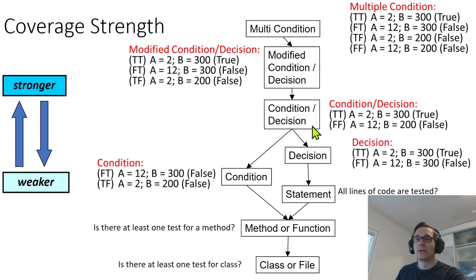A slightly stronger coverage would be condition decision, that requires not only that all decisions are taken, but also that all the conditions are exercised. Then an even stronger coverage would be the modified condition decision coverage, which requires that all individual predicates are shown to individually affect the decision. And then finally we have the multi-condition, where all the predicates need to be evaluated to both true and false.